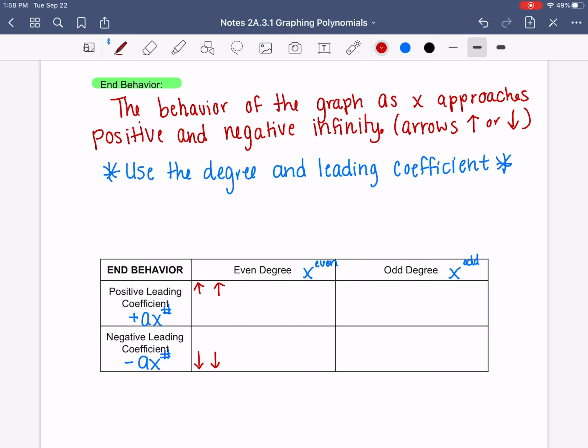If it is an odd degree, your arrows are going to be pointing opposite directions. For an odd degree with a positive leading coefficient, the left side arrow would be going down and the right-hand side arrow would be going up, and it would be opposite if it was a negative leading coefficient.